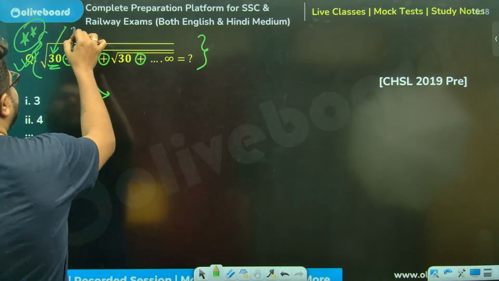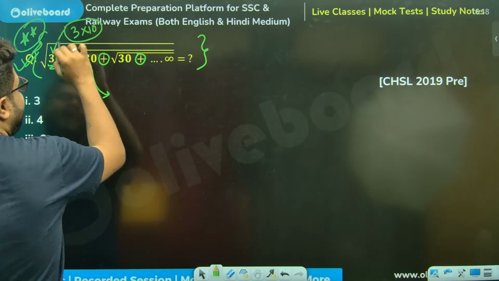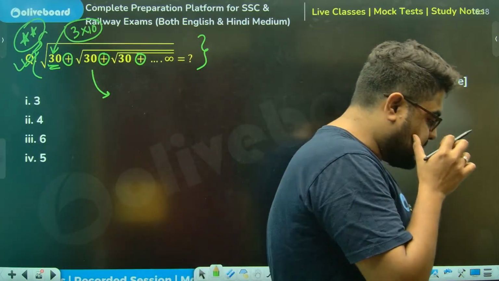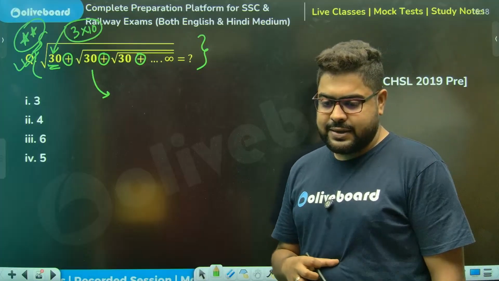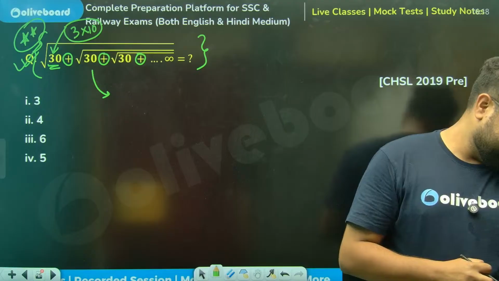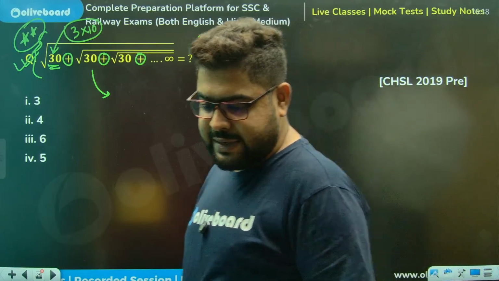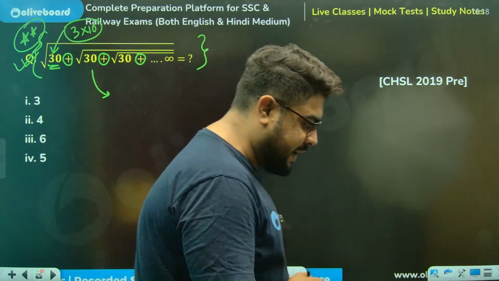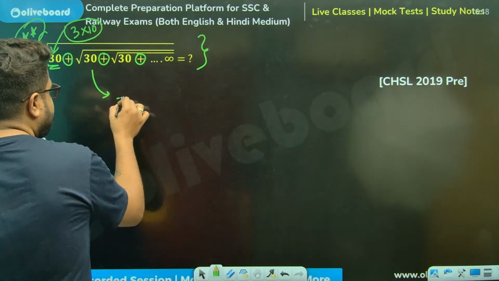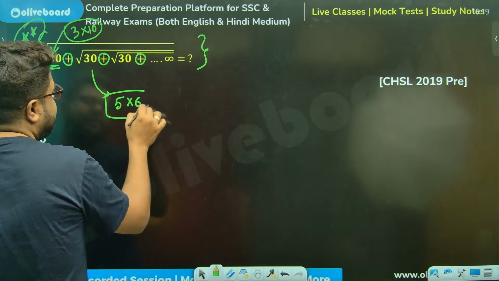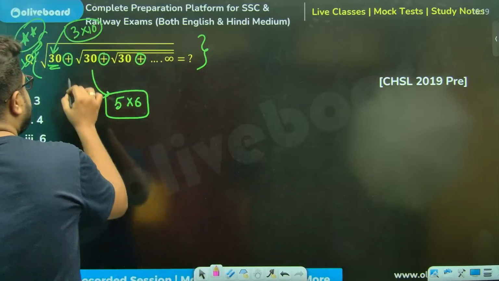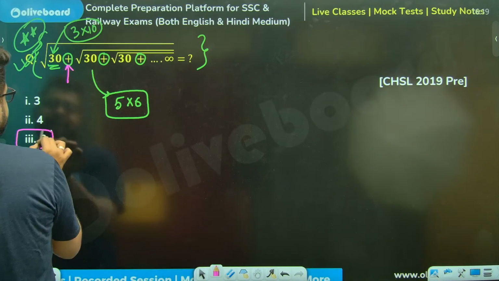You will say, sir, 30 means 3 into 10. But for 3 into 10, the gap is not 1, it's 7. Any other two factors, sir, where the gap is 1? 5 into 6. Yes, absolutely. Perfect. 5 into 6. Sir, remember, the absolute shortest way: if this is plus, then 6, the bigger factor, is always the answer.